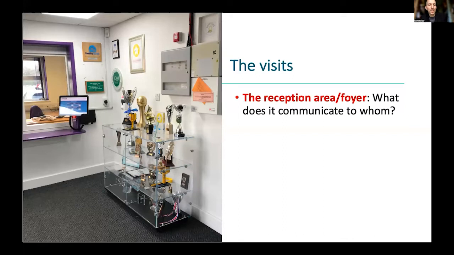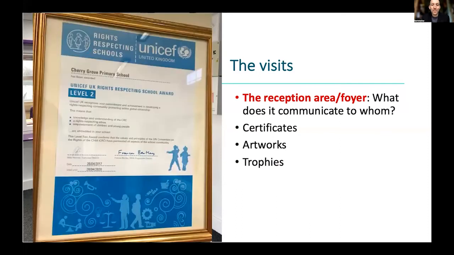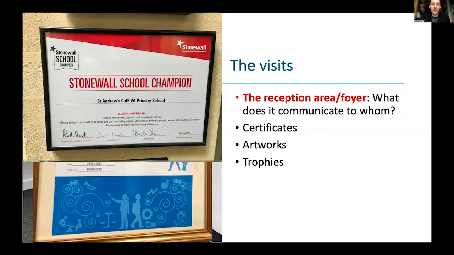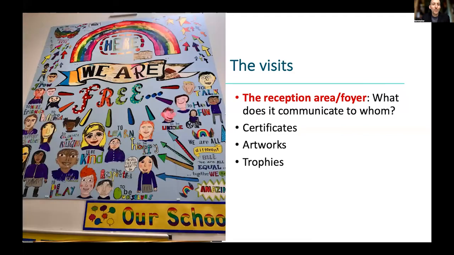What does it communicate and to whom? So what do they have in their certificates, artworks, trophies, different certificates that tell us different things, that they're a UNICEF rights respecting school, for example, or they have Artsmark certification that Pat's just talked about, or different types of certification. Or do they have big status art pieces?